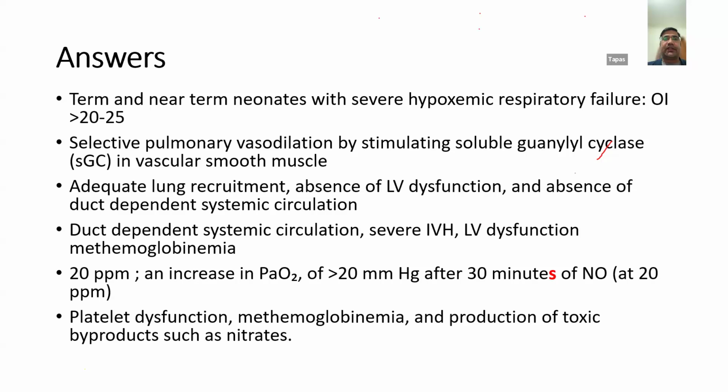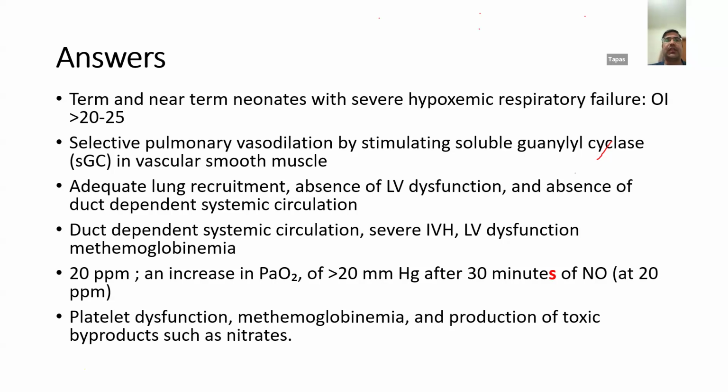As already discussed, adequate lung recruitment, absence of LV dysfunction, and absence of ductal dependent systemic circulation, particularly infracardiac TAPVC, should be ensured. If you use this drug in babies with LV dysfunction, that can actually worsen the pulmonary venous hypertension and the pulmonary edema, and can further lead to pulmonary hypoxemia. So these three things are very important. The contraindications are ductal dependent systemic circulation, severe IVH, LV dysfunction, and methemoglobinemia.